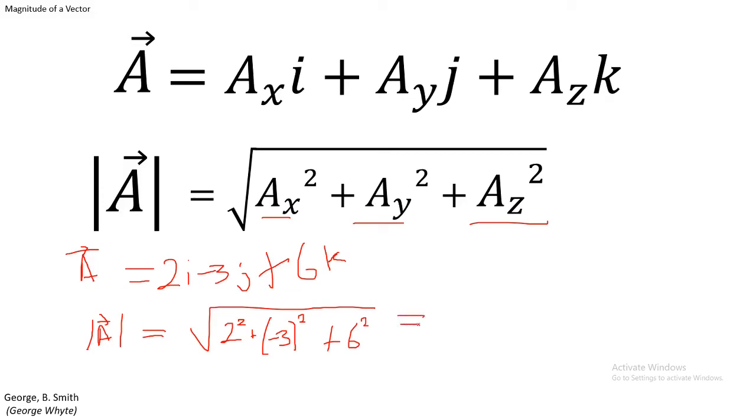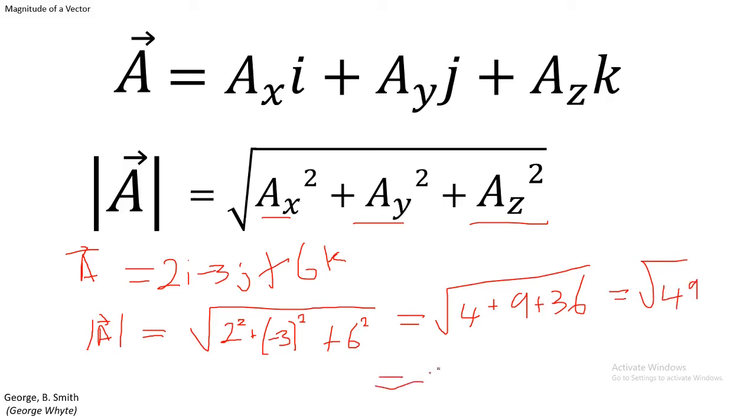So when you work on each of these, this is going to give you the square root. 2 squared gives us 4, minus 3 squared gives us 9, right? And then 6 squared gives us 36, if I'm not mistaken. So add everything up, this is going to give us 49, and that's the square root of 49. Luckily for us, the square root of 49 is equal to 7, but we say this is 7 units, because this is physics, this is science. Everything you deal with has to have a unit. So that's the magnitude of this vector, 2i minus 3j plus 6k.